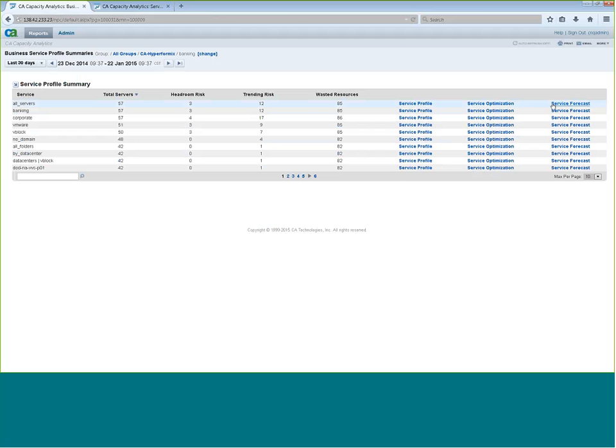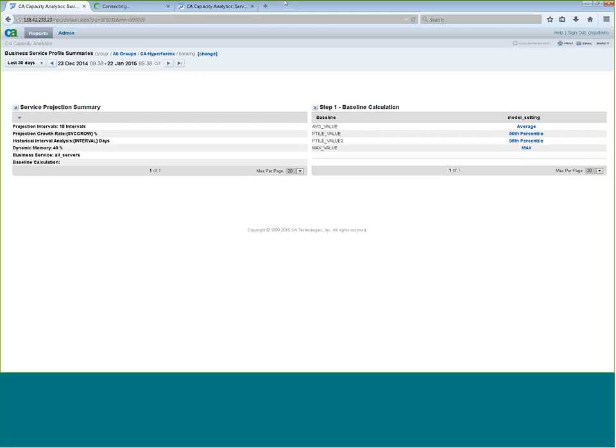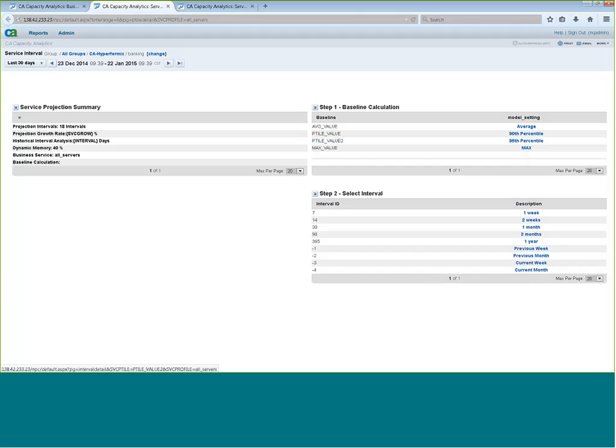But what we wanted to now get into is that service forecast. So when I go in here, notice I'm presented with this landing page. I have projection intervals is 18. We can configure that to say how many intervals you would like to look out. And an interval is a growth period. So we take the baseline, and the baseline is going to be, in this case, the 95th percentile. And that brings me up to step 2, where I'm going to select my interval.